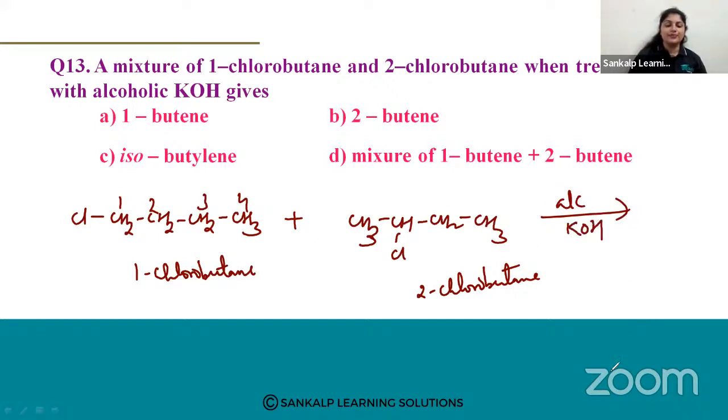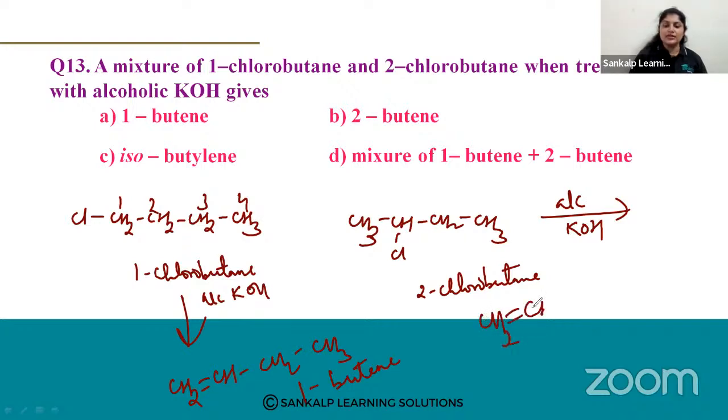So when this is reacted in the presence of alcoholic KOH, what is obtained here? A mixture of 1-chlorobutane and 2-chlorobutane is treated with alcoholic KOH. What are the products which are obtained? This will give you CH2=CH, CH2, CH3. So this is 1-butene.